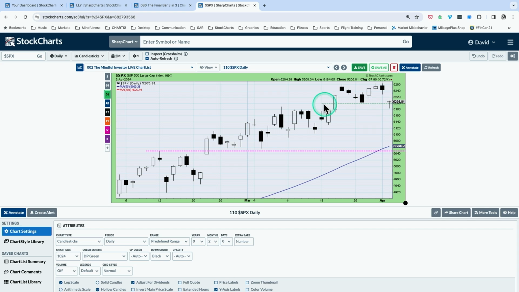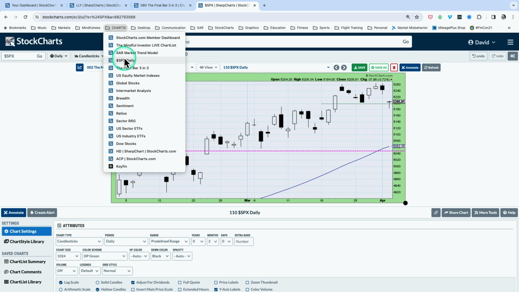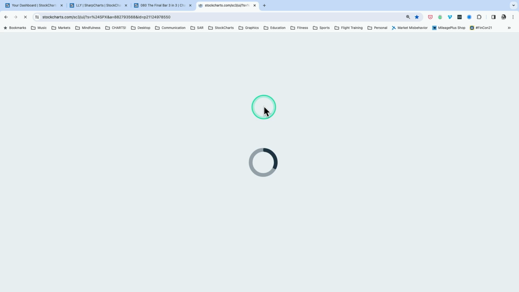So when we open above a level, we trade below it, but close back above it, that's actually suggesting that support is holding. The market's kind of doing what you'd expect at that particular point.